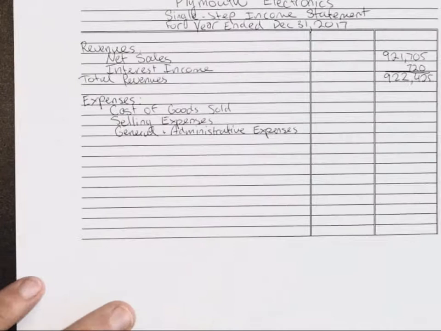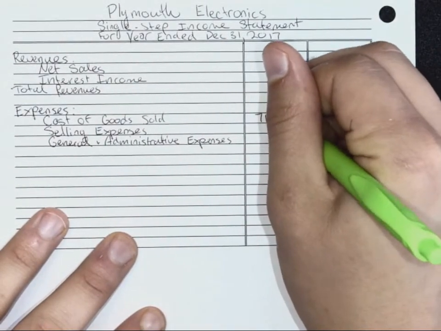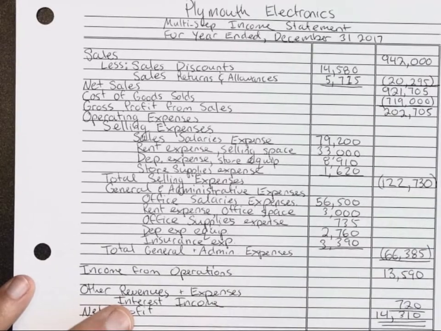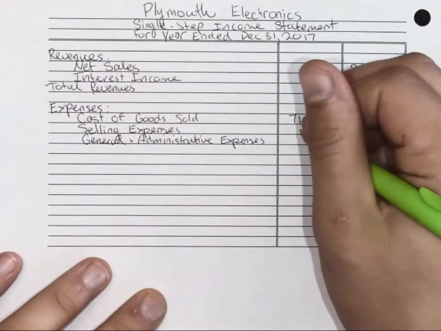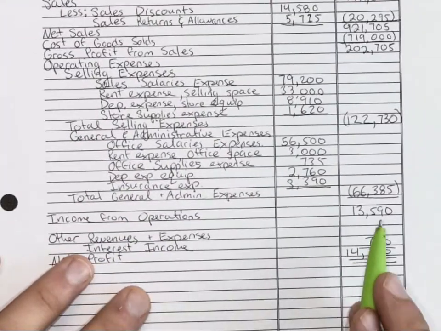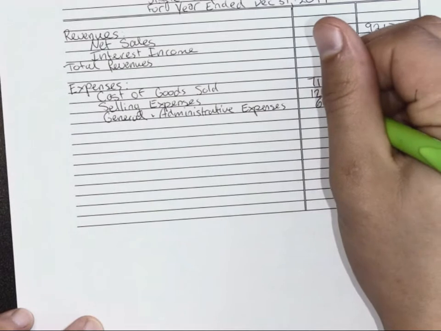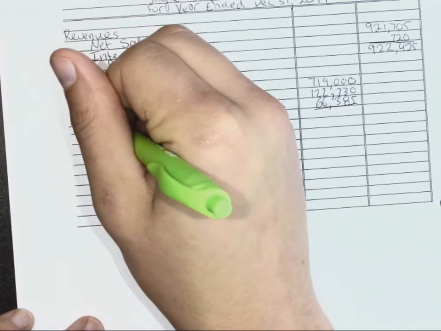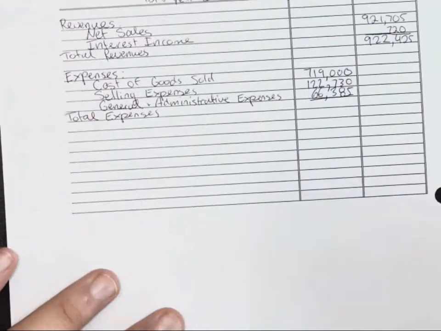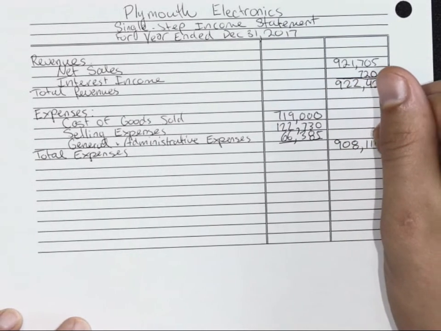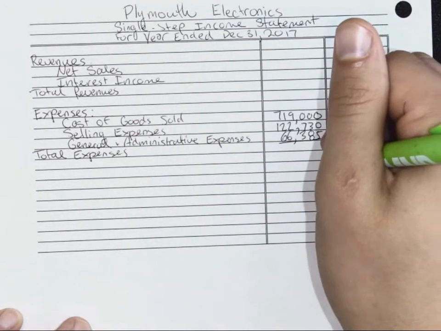And so cost of goods sold was $719,000. $122,730 for selling. $66,385 for total general and administrative. And we get our net income.